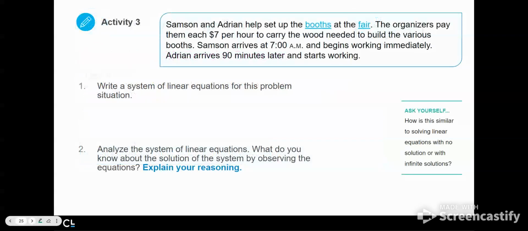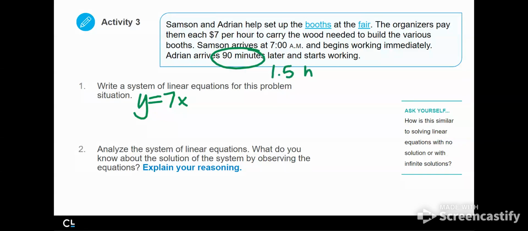Okay, so the first thing that they want me to do is to write my equations. Well, I've got y equals 7x, right? He shows up at 7 o'clock, starts working. 90 minutes later, how can I do that in hours? 90 minutes, how long is that? Well, I know it's 1.5 hours, right? So this is going to be Samson's equation.